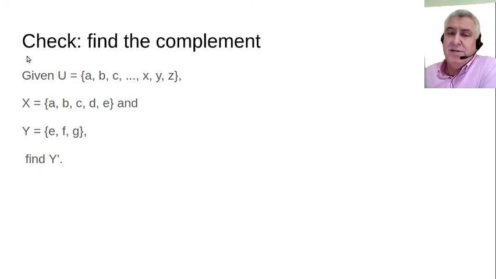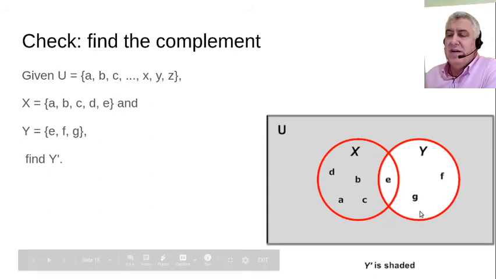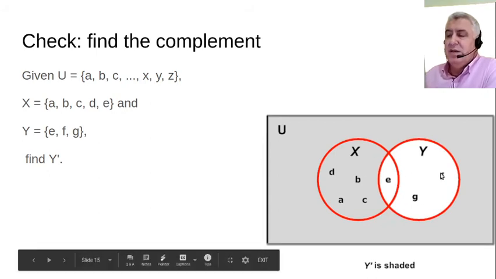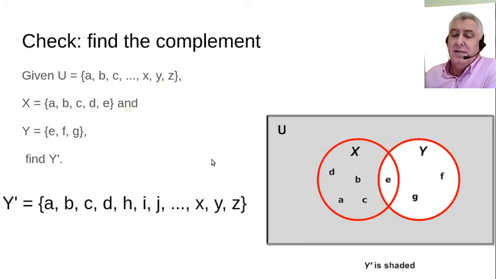All right, so now it's time to do a check. Find the complement. U, again, is the letters of the English alphabet, and X is A, B, C, D, E, and Y is E, F, G, and we want to find the complement of Y. So go ahead and do that now. Write down the complement of Y. Okay, let's check really fast. All right, so this is what our Venn diagram looks like for that. So here's E, F, G, and your answer may have looked something like this.